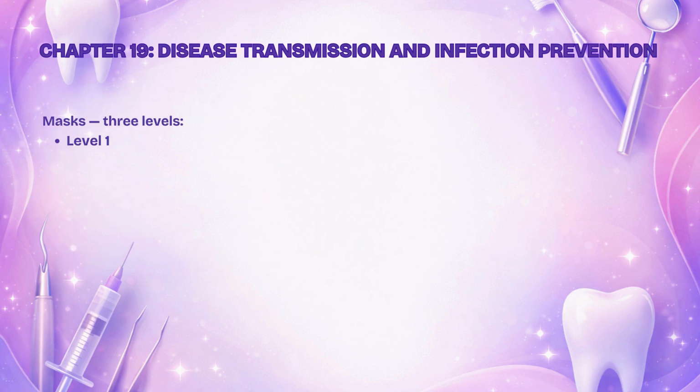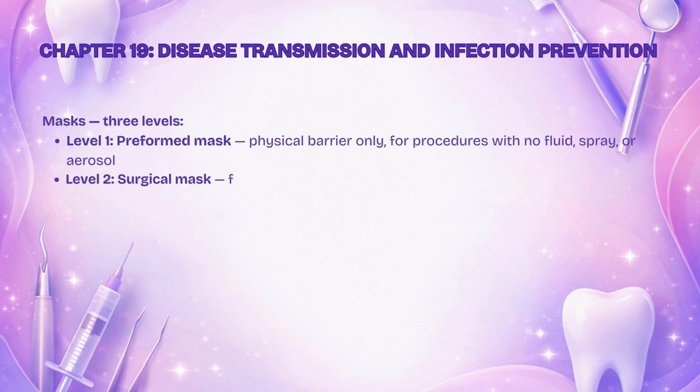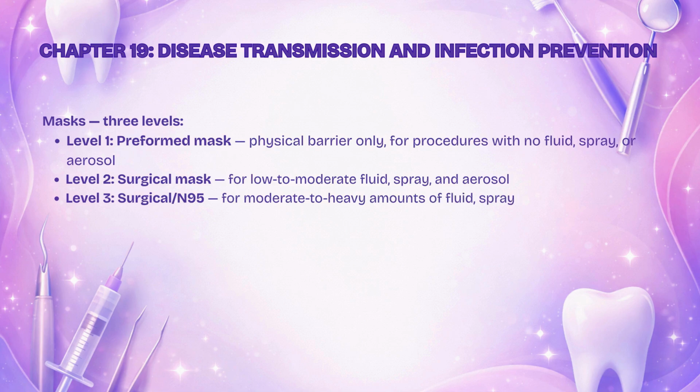Now, if you didn't already know, masks have 3 different levels. Level 1 is the preformed mask. This is for physical barrier only, for procedures with no fluid spray or aerosols. Level 2 masks are surgical masks for low to moderate fluid spray and aerosols. And level 3 is a surgical N95, which is for moderate to heavy amounts of fluid, spray, and aerosols, and for treating patients with airborne diseases.